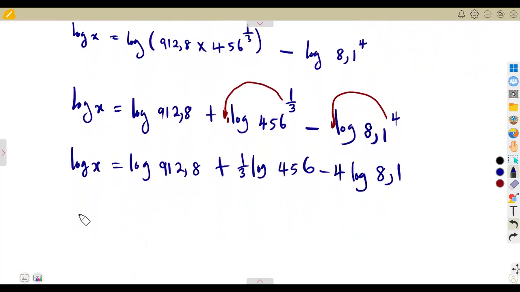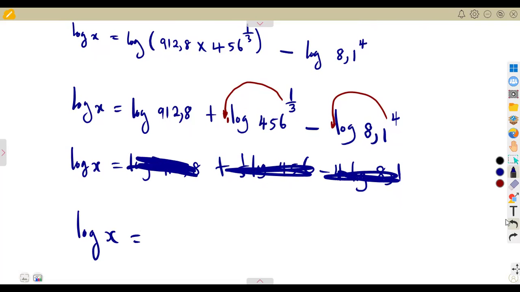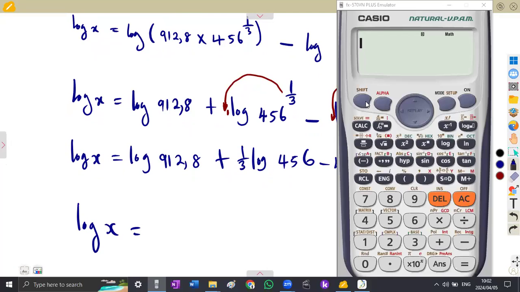Show each and every step. You must also indicate to the examiner what each step is. All right, so I'm going to give my answer to 3 decimal places. That means I can also change it on my calculator: Shift, Setup, go to Fix on number 6, 3 decimal places. You press 3.